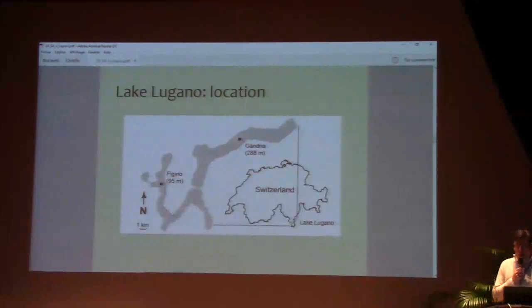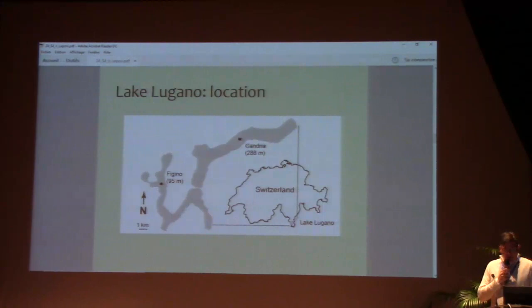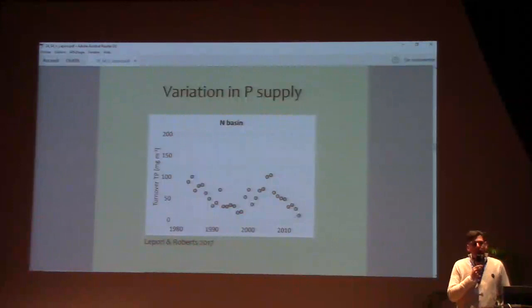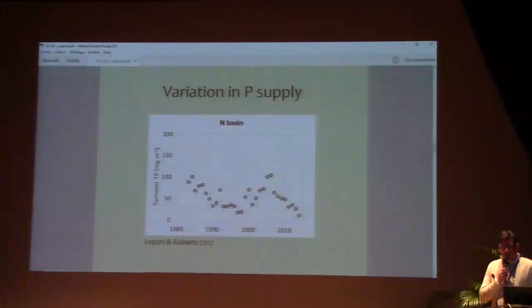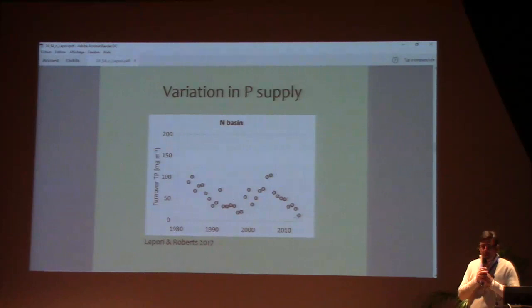Now, I thought that there are three main reasons why this lake is a good system to look at herbivore efficiency. The first reason is that we have 35 years of monitoring data. The second reason is that during these years, there's been a lot of ups and downs, or a lot of year-to-year variation in the concentrations of phosphorus in the lake, as you can see here in this picture. And this is due to a combination of nutrient management in the catchment, but also some variation in the internal upwelling of phosphorus from the deeper layers, which is essentially driven by climate.